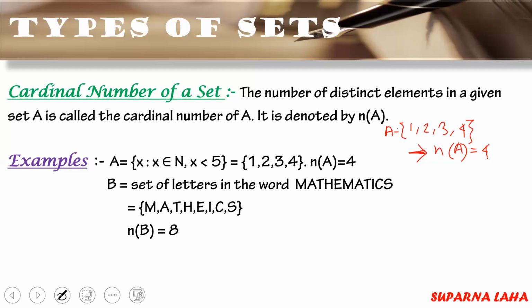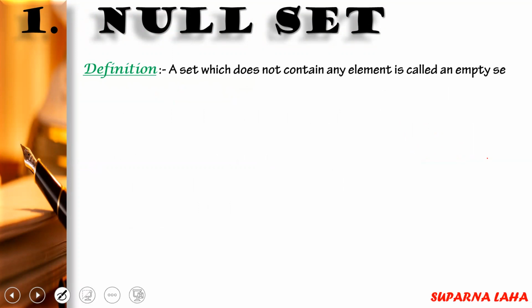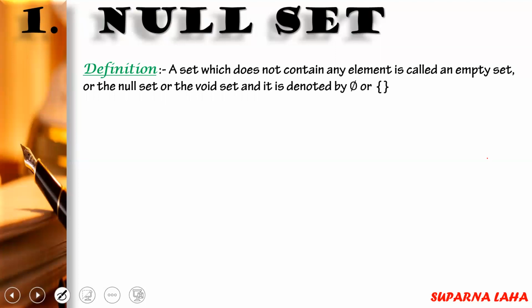Okay, so let's move to the types of sets. The first type is the null set. What is a null set? Let's start with its definition. A set which does not contain any element is called an empty set or void set or null set. These things are the same, and we denote this by the symbol phi or this pair of curly brackets. Any notation we can use, but generally we prefer to use the symbol phi.